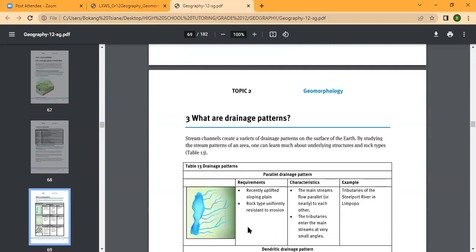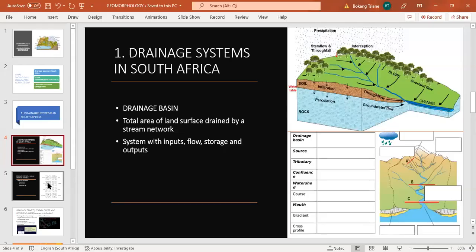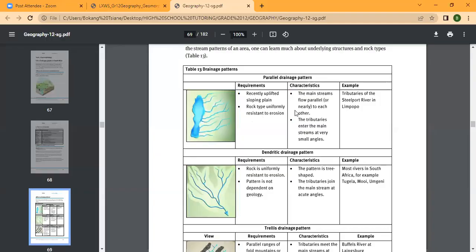And then here's the part that I wanted us to do. Here on the slide, I did say we have different drainage patterns, namely dendritic, parallel, trellis, rectangular, and so forth. And I did say you have to know the following: the requirements needed for formation, the characteristics, and the examples that we have of each drainage pattern in South Africa. So we're going to start with the parallel drainage system. Here are the requirements, the characteristics, and the examples.